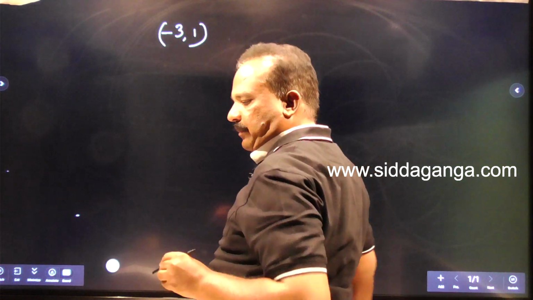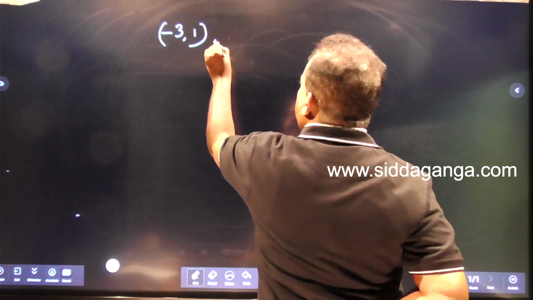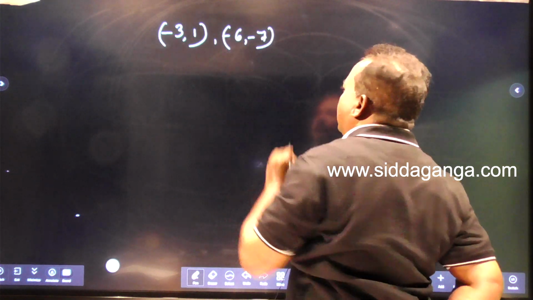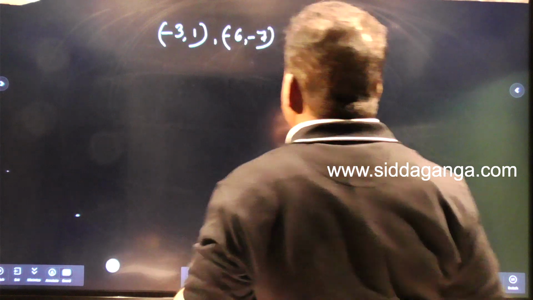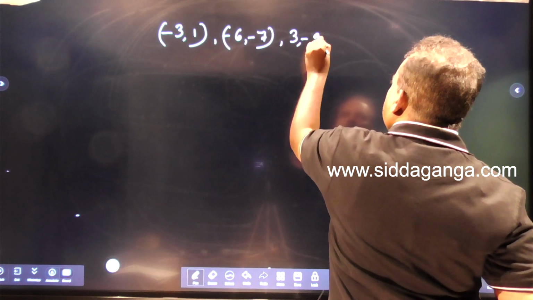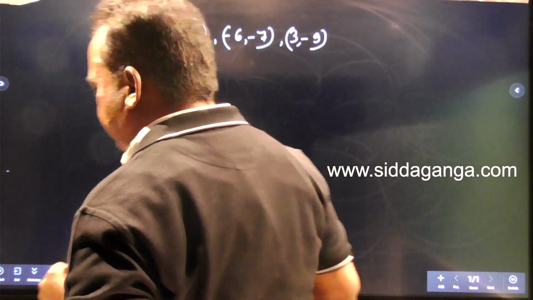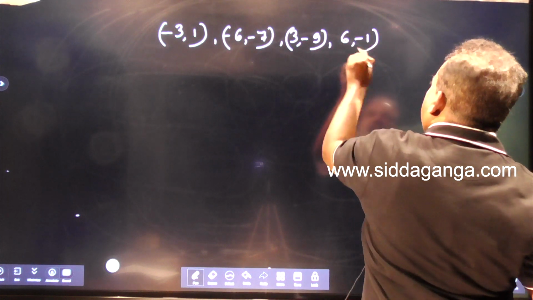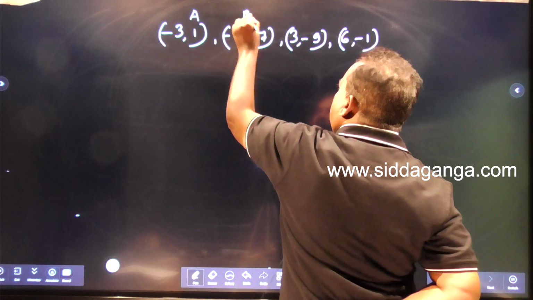Just let us do one problem on parallelogram. Minus 3, 1. Minus 6, minus 7. 3, minus 9. And the last vertex is 6, minus 1. These are the vertices of, yes, a parallelogram.